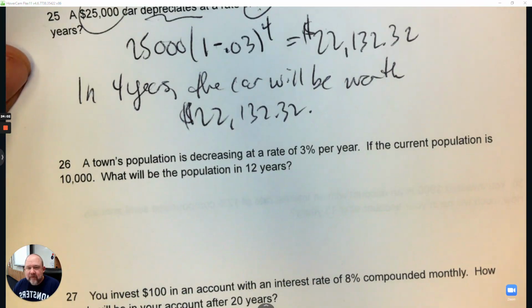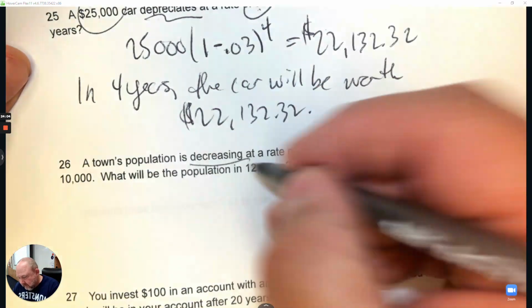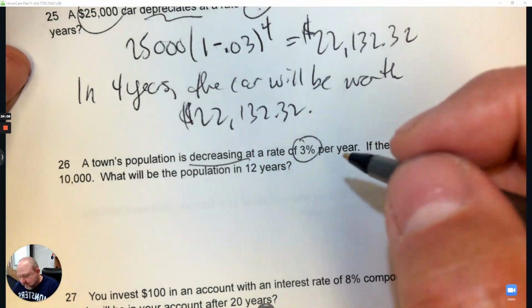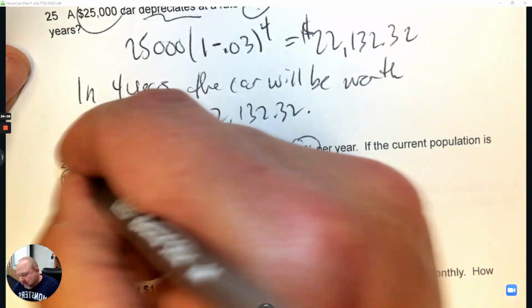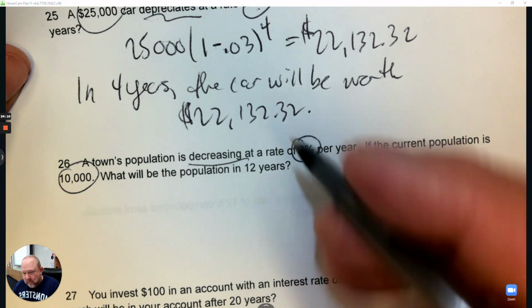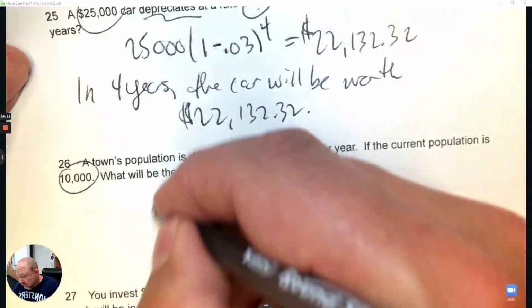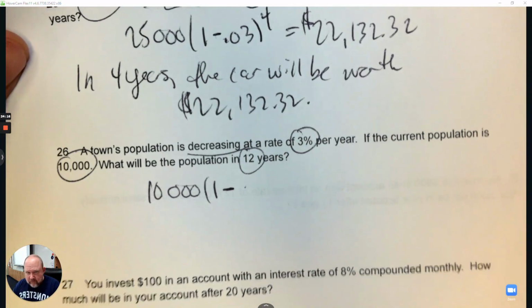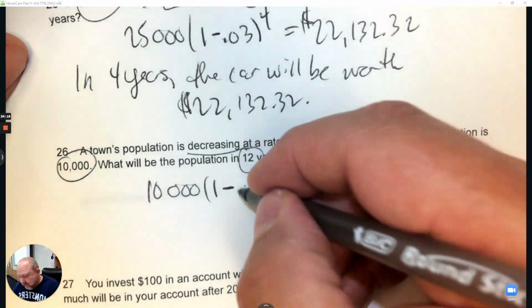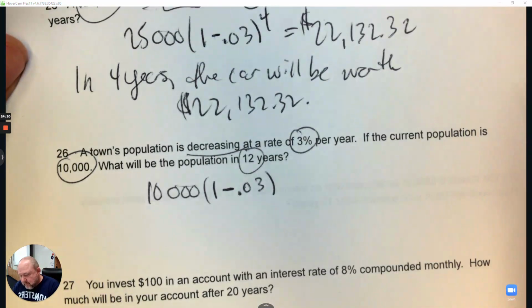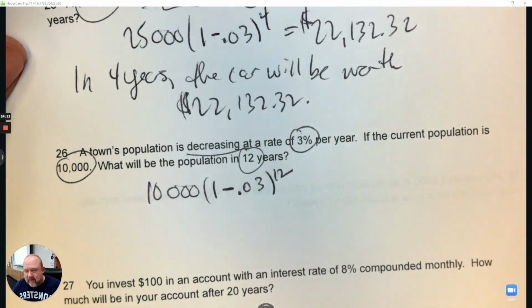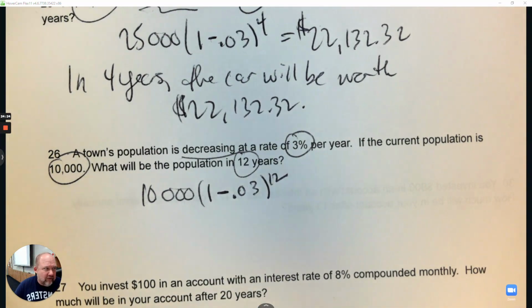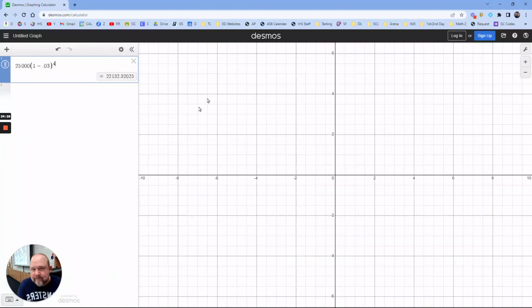All right, number 26. A town's population is decreasing at 3%. If the current population is 10,000, what will the population be in 12 years? So it's 10,000. And because it's decreasing, we're subtracting. 3% is 0.03. And then 12 years is the exponent. And now we use Desmos to calculate it.